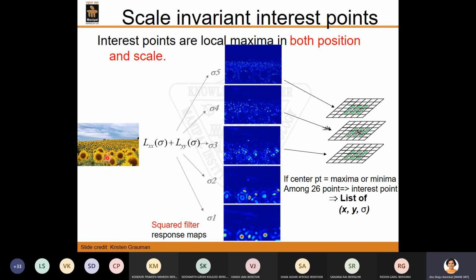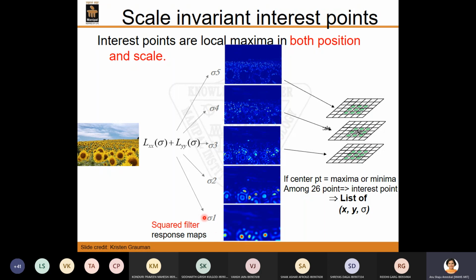Now, when I'm working on this with a LOG operator, what I do is I can vary the sigma size, convolve with this particular image and find out the output responses. The output responses will be the correlation value. Depending upon how strong the correlation value is, I have more intensity values, and that is represented in the form of heat maps. So wherever I have a red color, that shows a high correlation.